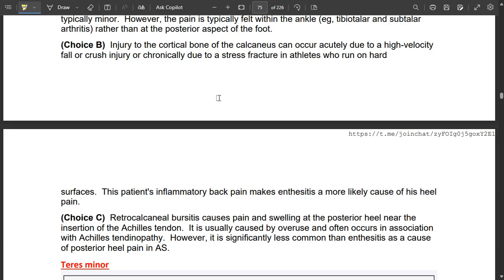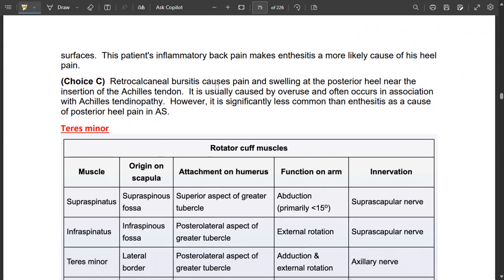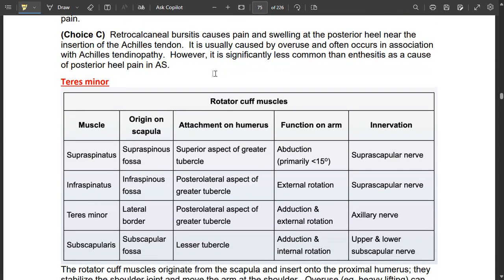Okay, injury to the cortical bone of the calcaneus can occur acutely due to a high velocity fall or crush injury, or chronically due to stress fracture in athletes who run on hard surfaces. Patients with inflammatory back pain make enthesitis a more likely cause of the heel pain. Retrocalcaneal bursitis causes pain and swelling of the posterior heel near the insertion of the Achilles tendon, and it is usually caused by overuse and often occurs in association with Achilles tendinopathy. However, it is significantly less common than enthesitis as a cause of posterior heel pain in AS.